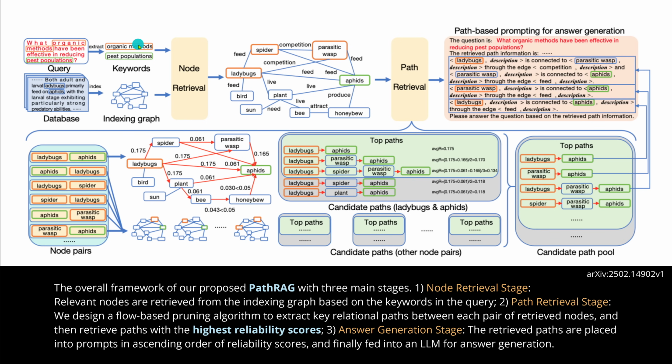Now what happens? We have our keywords and we have the indexing graph. And now with a node retrieval augmentation, we build our first graph. So we have now, coded in orange and in, let's say, green, additional semantic information like ladybugs feed on aphids, aphids feed on parasitic wasps, and we build our graph. And now what we do is simple. Look, we have our node pairs like ladybugs and aphids, beautiful.